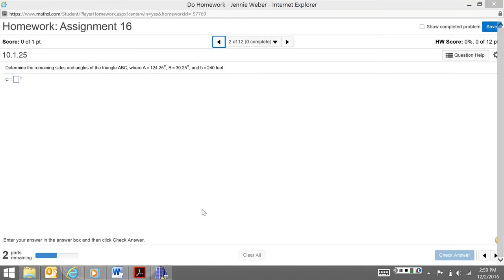Okay, we are looking to determine the remaining sides and angles of the triangle ABC where we're given A, B, and side B. Now remember with the triangle, the angle goes across from the side. So angle A is across from side A, etc. And we're using law of sines here because we have the matching angle and side.